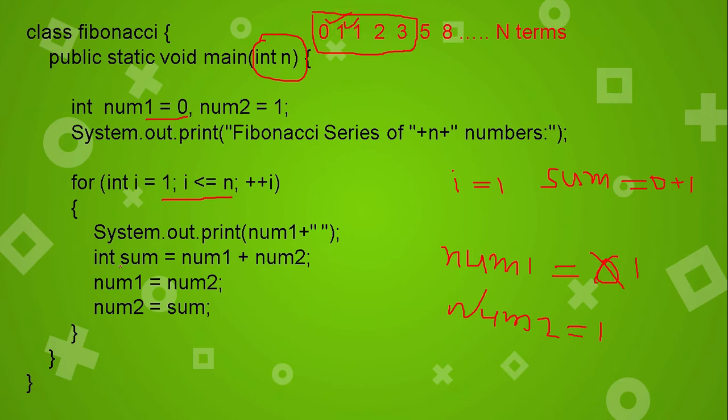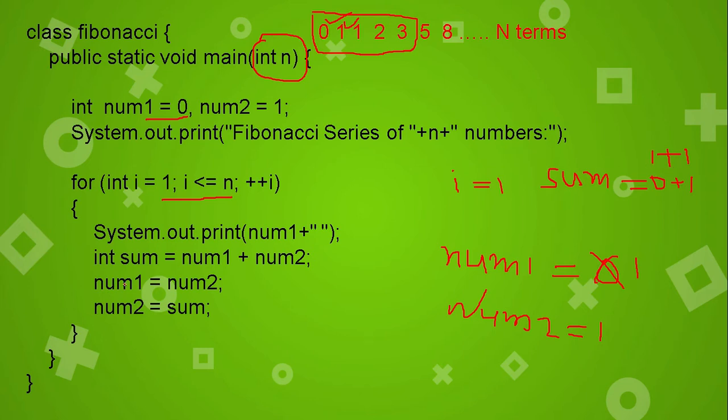Next, this step is very important. Sum is equal to num1 plus num2. Look at the values of num1 and num2: 1 plus 1. So what will be the new value of sum? Sum was 1, now it will be 1 plus 1, because sum is num1 plus num2. Num1 is 1 and num2 is also 1. So the value of sum becomes 1 plus 1, that means 2.